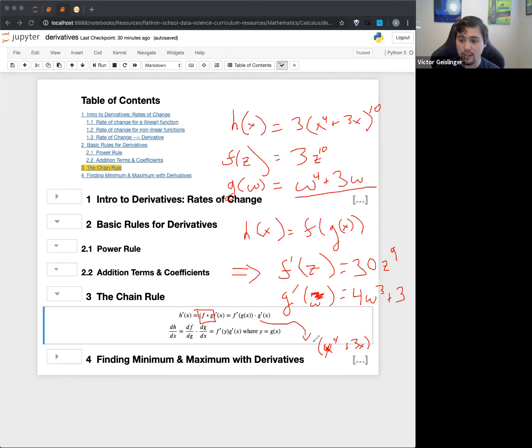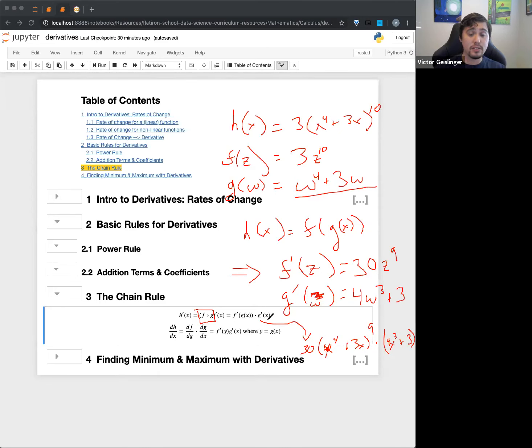So that means that's just 30 of this guy to the power of 9. And then we just multiply it by G prime of X, which is simply this guy right here. I'm sorry, I'm running out of room now. But 4X cubed plus 3, okay? And this is a lot easier for us to do.